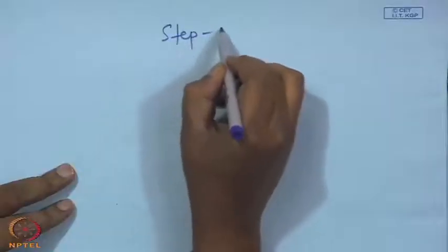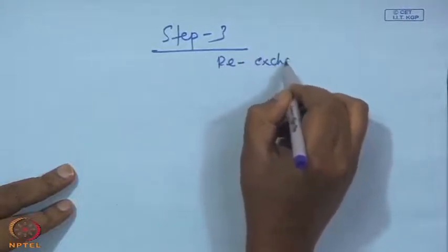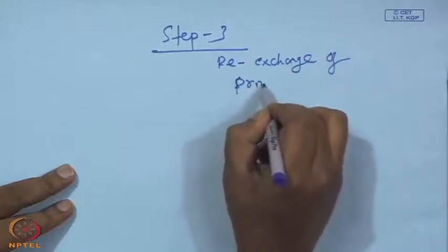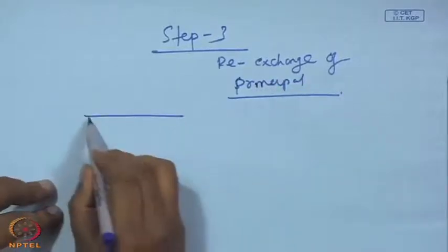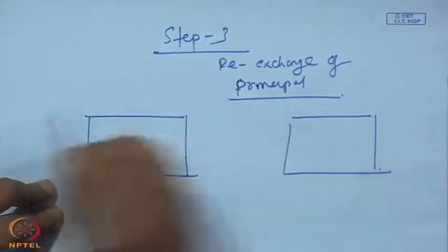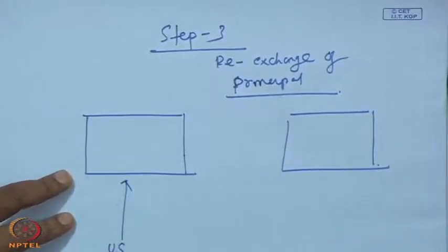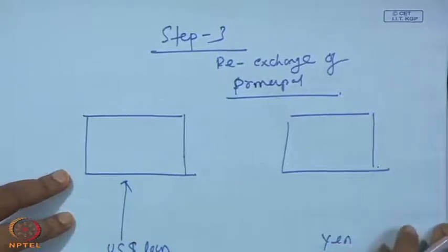Now, step 3, re-exchange of principal. After the swap period is over, there is re-exchange of principal. The two companies will again swap in principal payment. After the swap period is over, the respective company needs to repay the principal.